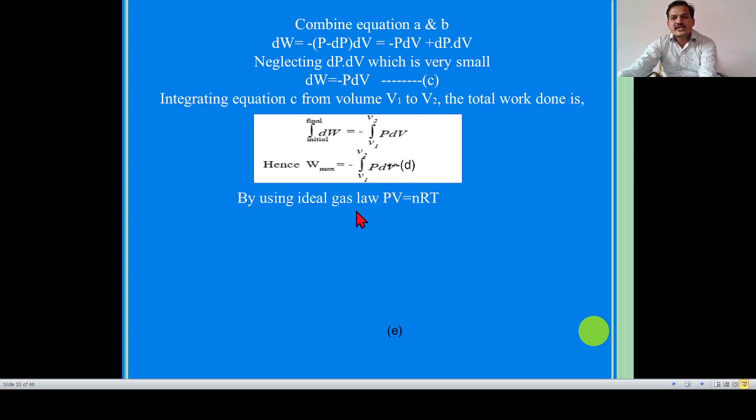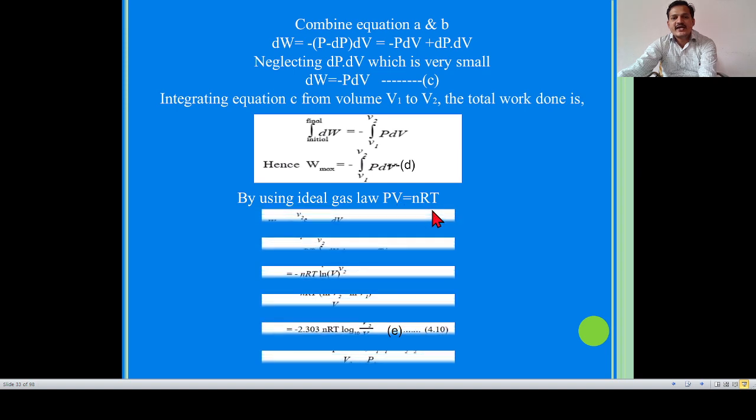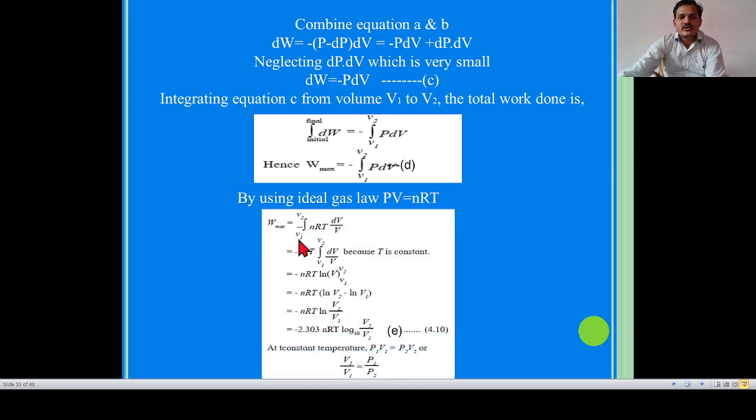Then, using the ideal gas law, PV is equal to nRT. Then W max is equal to the integral from V1 to V2 of minus nRT dV divided by V. Here n is the number of moles, which is constant, R is the gas constant, and T is temperature, which is constant. So we shift nRT to the left side of the integration sign, because the negative sign and all constants shift to the left. V1 to V2 are the limits, and we have dV by V because temperature is constant.